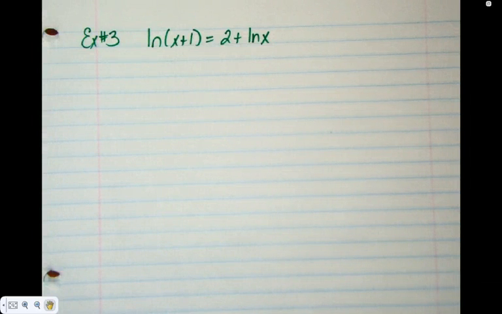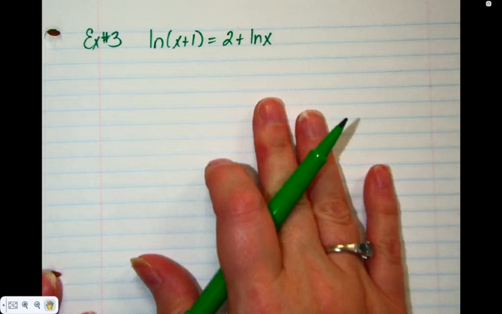Exponential equation or log equation? How do you know? Because there's logs in it. So close your exponential flap, open up your log equation flap, because again, the steps are backwards, and until you practice, you're going to want to mix them up. Step 1 for a log equation: logs on one side, numbers on the other. So what do you want to move around here?